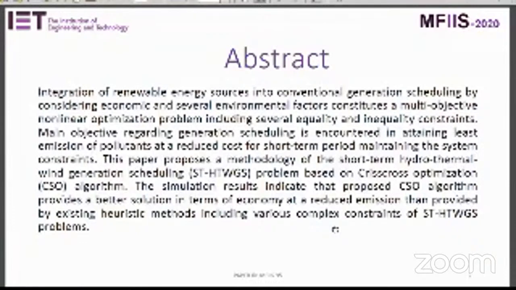The main objective regarding generation scheduling is attaining the least emission of pollutants at a reduced cost for the short-term period, maintaining the system constraints. This study proposes a methodology for the short-term hydrothermal wind generation scheduling problem based on the crisscross optimization algorithm. The simulation results indicated that the proposed algorithm provides a better solution in terms of economy at a reduced emission than existing heuristic methods, including various complex constraints of the scheduling problem.